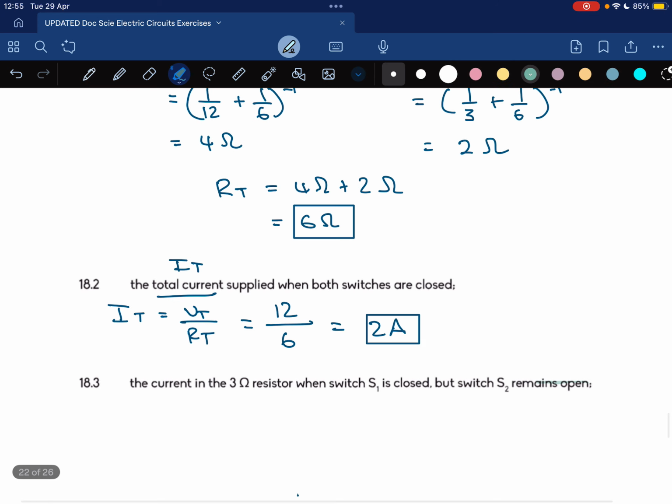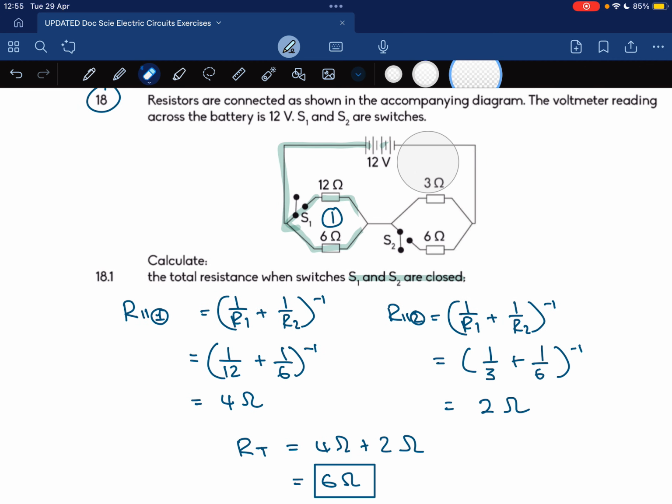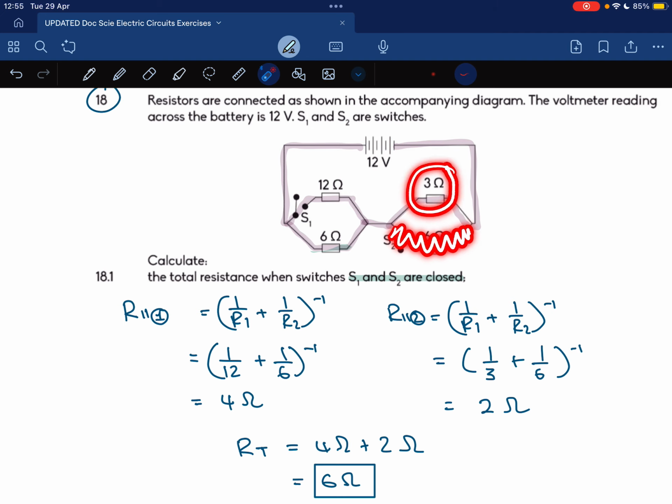Now it says, what is the current in the 3 ohm resistor if S1 is closed and S2 is open? So now we must note that the current is going to be different in the sense that it flows differently. S1 is closed, so it will go through both 6 and 12. But because S2 is open, the current will only go through 3 and it will ignore the 6 ohm, which means that if this is ignored, then the 3 ohm now goes from parallel to series.